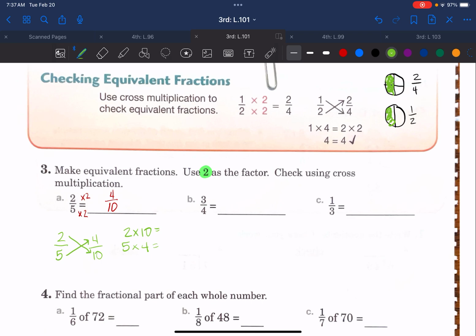When we multiply these problems, if the answers are the same, then that means we have an equivalent fraction. It means that our fractions are equal. So 2 times 10 is 20, and 5 times 4, 5, 10, 15, 20, it is 20. So these are equal, so that means our fraction up above is equal. All right, so the next one I'll just set up for you. You're going to have 3/4, and you're going to have something else. You're going to need to do times 2. Okay, so go ahead and do that for those next 2.